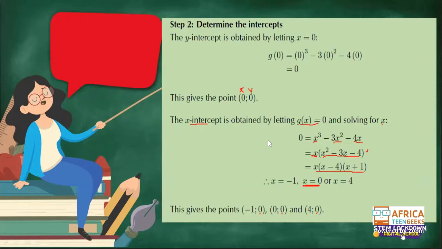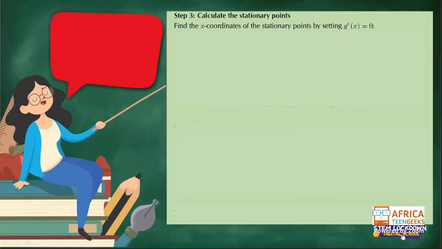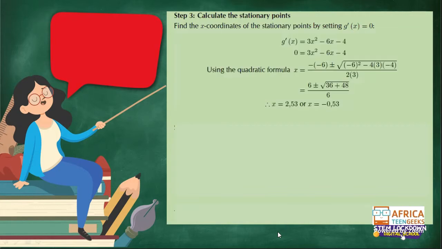So can I move to the next step? Okay. If you still have a question, we'll come back to it. And now, remember we said to find the x coordinates of our stationary points, which is our turning point, we find g prime, or the derivative of the function, and then we equate that to 0.